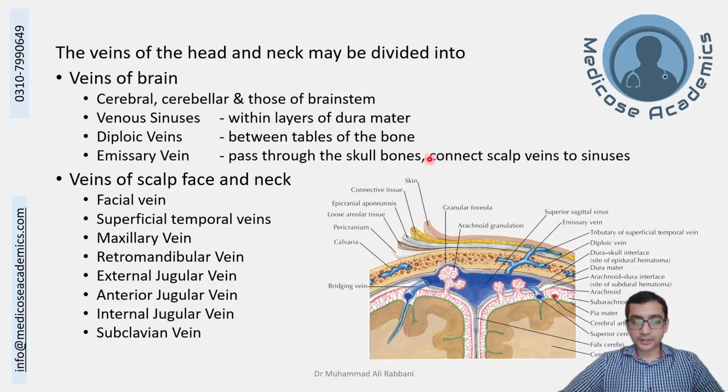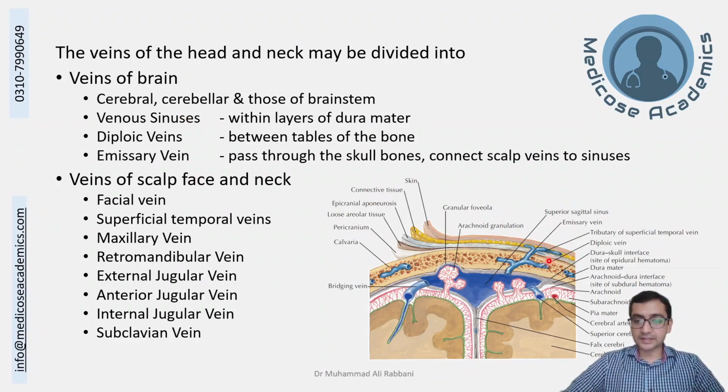Overall, the veins of the head and neck may be divided into the veins of the brain. These are the veins that are supplying inside the cranial cavity, and they are cerebral veins and brainstem veins. We are not going to discuss those. There are venous sinuses, dural venous sinuses. That's a whole other topic.